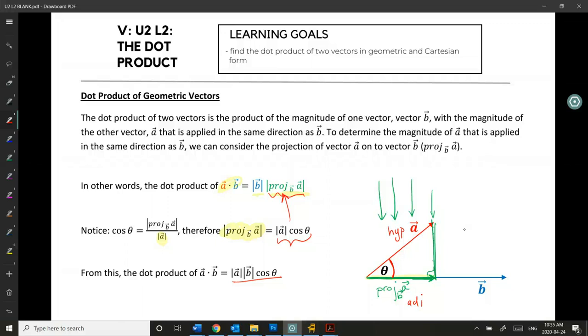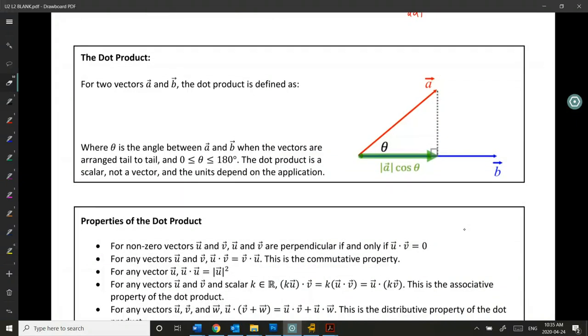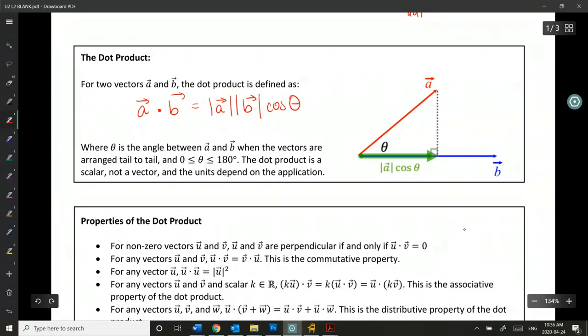And that allows me to find the product of this magnitude times the magnitude of the entire vector B that is in the same direction there. So that's the idea. So here's our formula. We just saw it above: A dot B is equal to the magnitude of A times the magnitude of B, times the cos of the angle between the vectors.